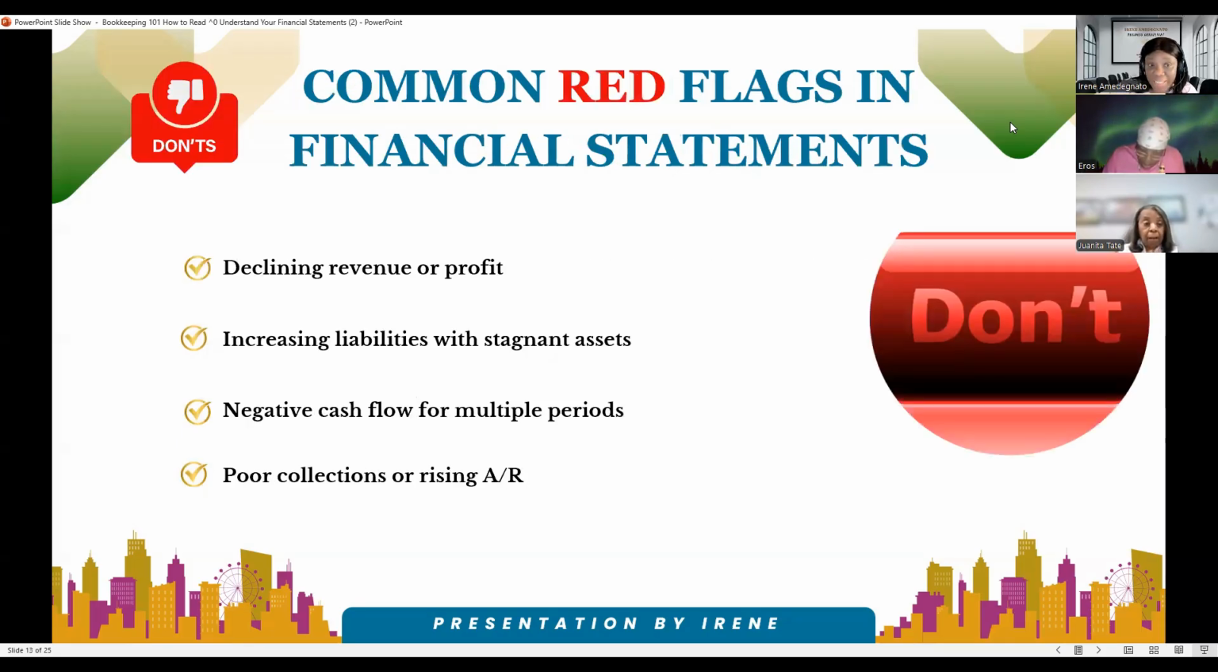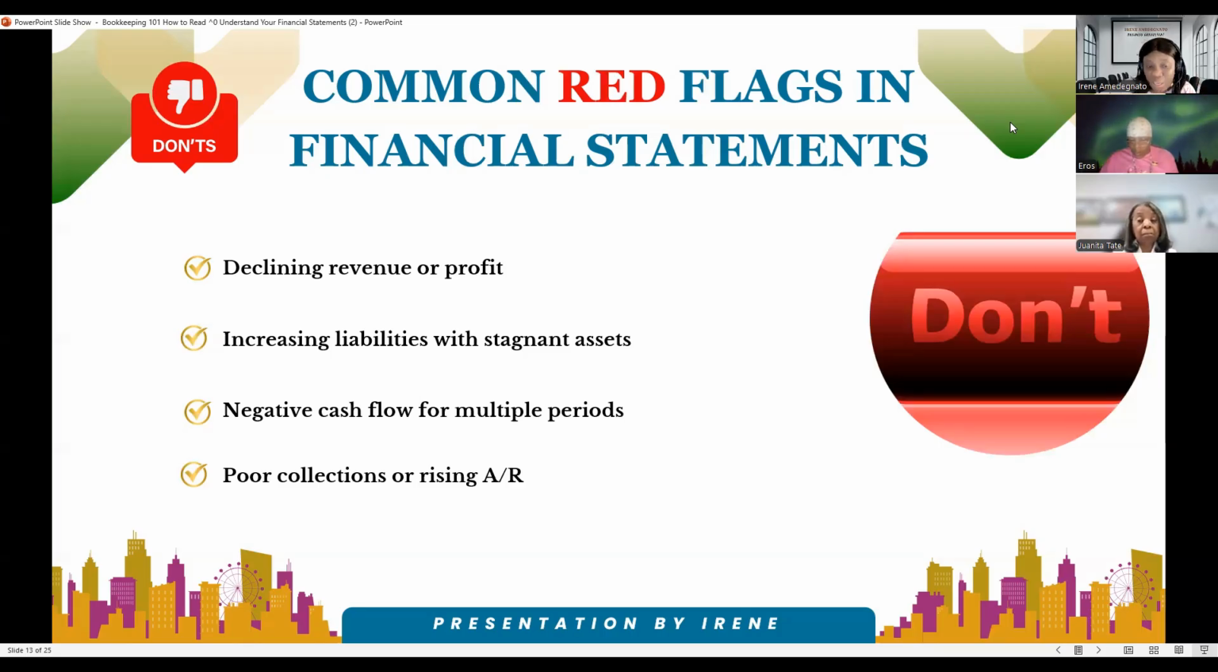And some of the common red flags in financial statements. If you see your revenue keep declining, or you keep making a loss, that is a red flag. Something is not right, and you need to correct that, because this is not going to open the door to get funding. Please don't confuse revenue and profit. Revenue minus expense gives you profit or loss. If, for example, you make a loss of 500 in one month, then again the next month, and again the third month, there is a problem. That is the red flag.